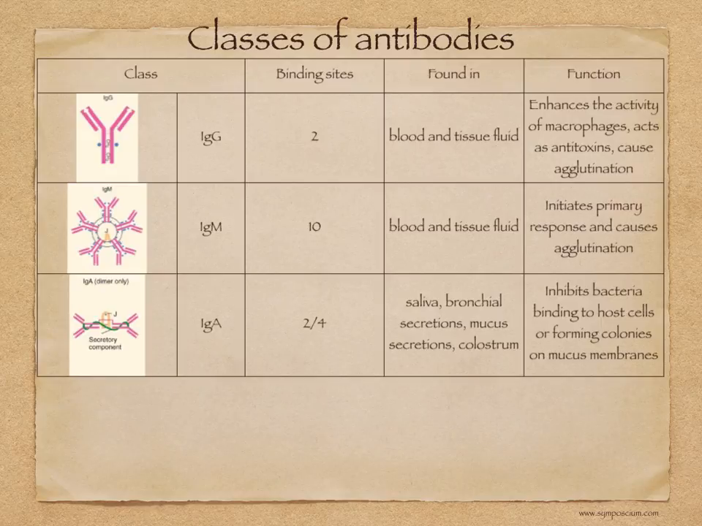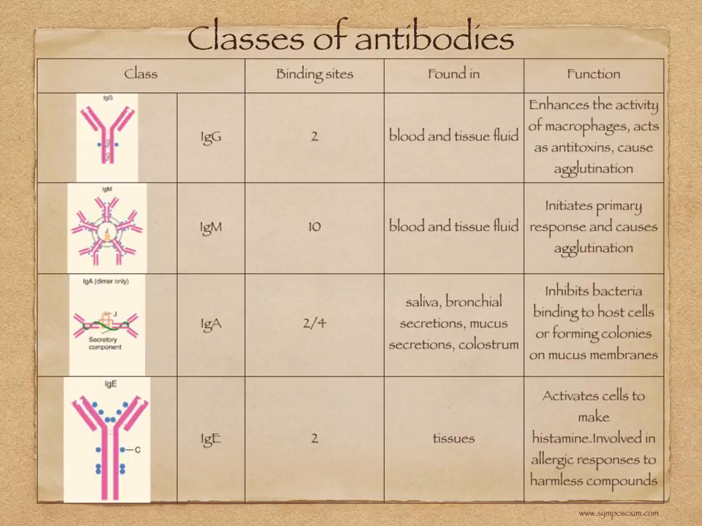IgA have got 2 or 4 binding sites. They're found in your saliva, bronchial secretions, mucus secretions, and also in colostrum. So they inhibit bacteria binding to host cells or forming colonies on mucous membranes. And then lastly, you've got the IgE, which have got 2 binding sites. So they're found in your tissues, and they activate cells to make histamine. So they are involved in allergic responses to harmless compounds. So if you have hay fever, it's your IgE.